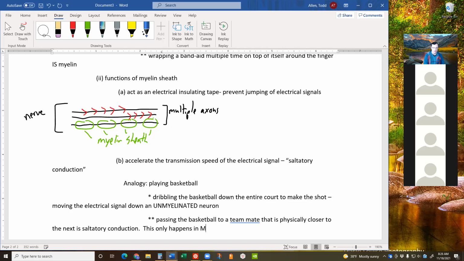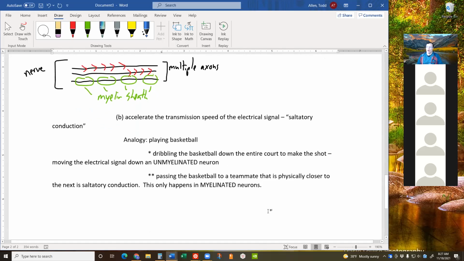This only happens in myelinated neurons. Okay, so myelinated neurons make saltatory conduction possible. All right, folks. So, I want to encourage you to do some YouTube searching for saltatory conduction. I think if you watch a video it will become clear what we're trying to say here. Do you have any questions right now?